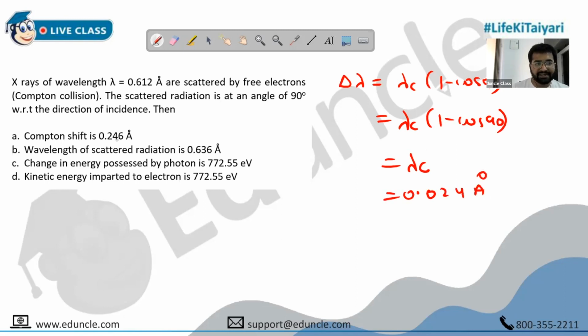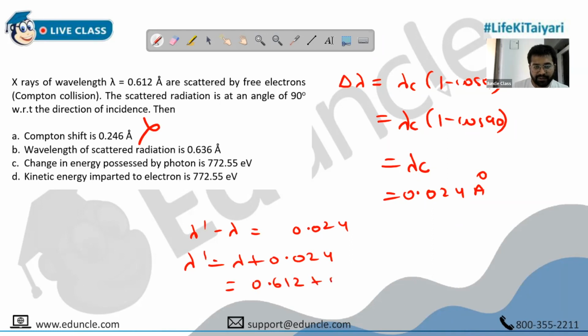Okay, so Compton shift is 0.246? That's wrong, no? It is 0.024. They have mentioned 0.246 angstroms, which is wrong. Next: wavelength of the scattered radiation. That's lambda dash minus lambda, which is 0.024. So lambda dash is lambda plus 0.024, so this will be 0.612 plus 0.024. So we have got 0.636. B is correct.